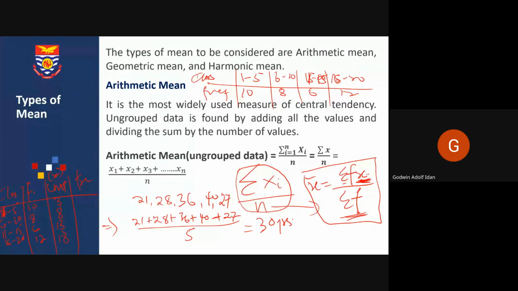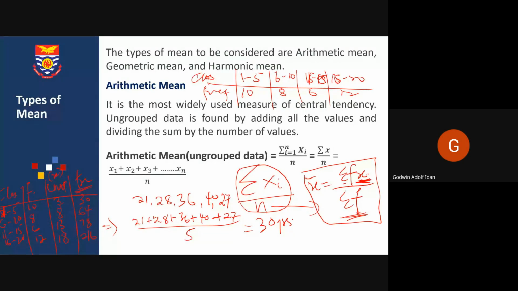And then once we get the X values, we have to go ahead and compute our frequency times the midpoint. And that is the fx that we have here. The frequency is multiplying the midpoint. We're going to do 10 times 3 to give us 30. 8 times 8 to give us 64. 6 times 13. What do we get? 78. And then we do 12 times 18. 216.